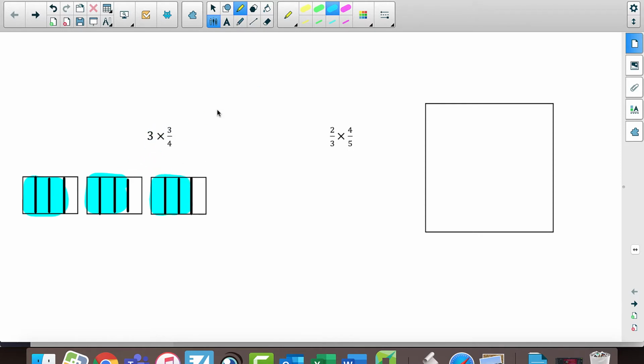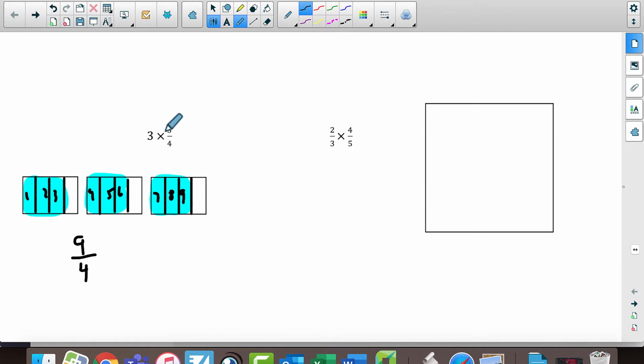And now I could figure out the answer, couldn't I? I'm still talking about quarters. The whole thing is quarters. And how many quarters do I have? I have 1, 2, 3 shaded. I have 4, 5, 6 shaded, and I have 7, 8, 9 shaded. I have 9 quarters right here.